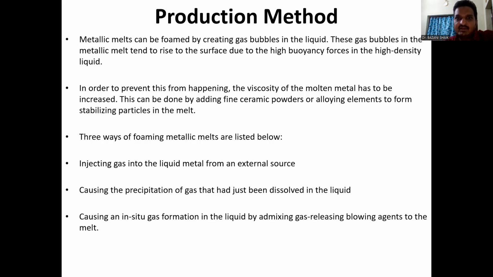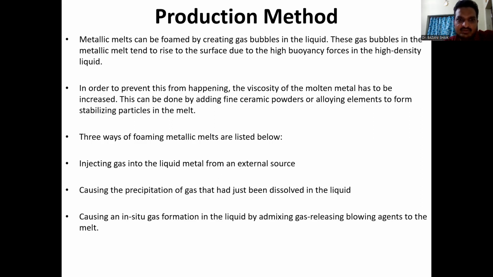This can be done by adding fine ceramic powders or alloying elements, forming stabilizing particles in the melt. In this production method, generally three ways of foaming metallic melts are listed below.